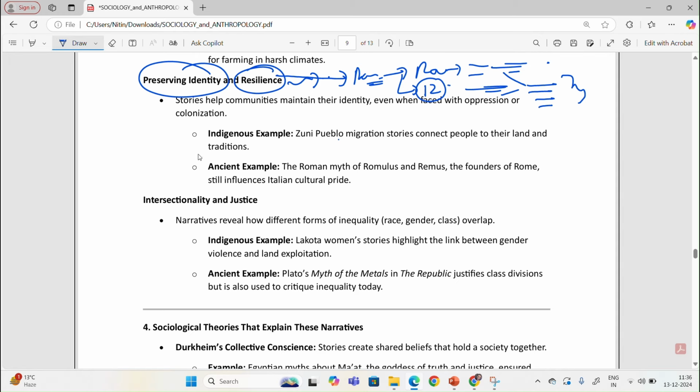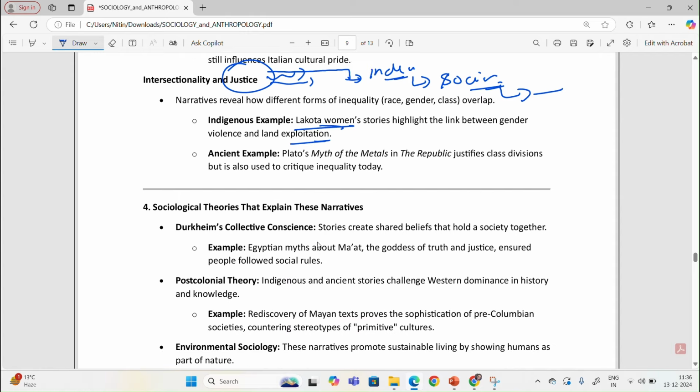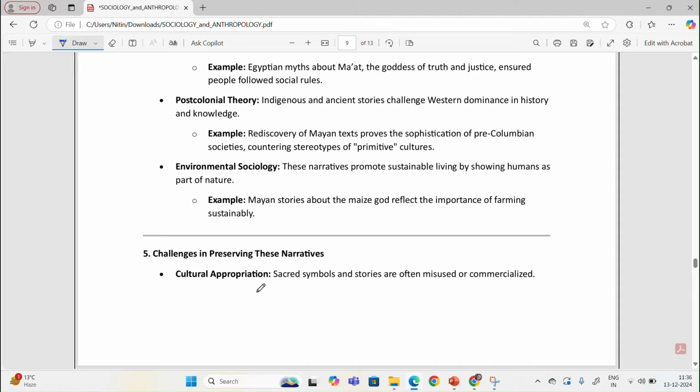Then they can also relate it to justice, social justice, environmental justice. They can link it to, for example, how indigenous societies had social distribution mechanisms, and how they can be implemented today as well. So it's given over here, so you can read. This is not that important.